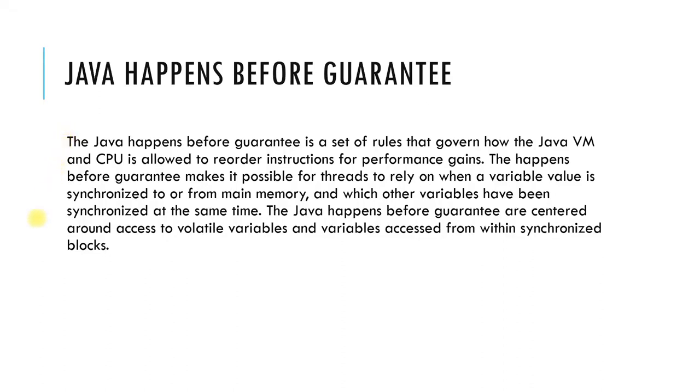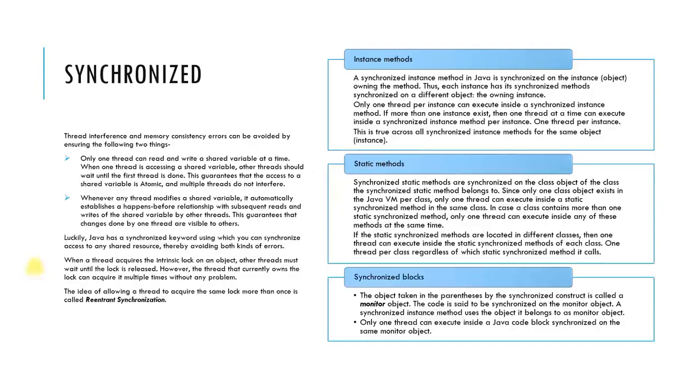Also, we have the Java happens-before guarantee, with the synchronized and volatile keywords. These are the rules that govern how the Java VM and CPU are allowed to reorder instructions for performance gains. Take the synchronized keyword. It can be set on an instance method, on a static method, or we can create a synchronized block. The object taken in the parentheses by the synchronized construct is called a monitor object. So, in the first case, when we make an instance method synchronized, the monitor object will be this.